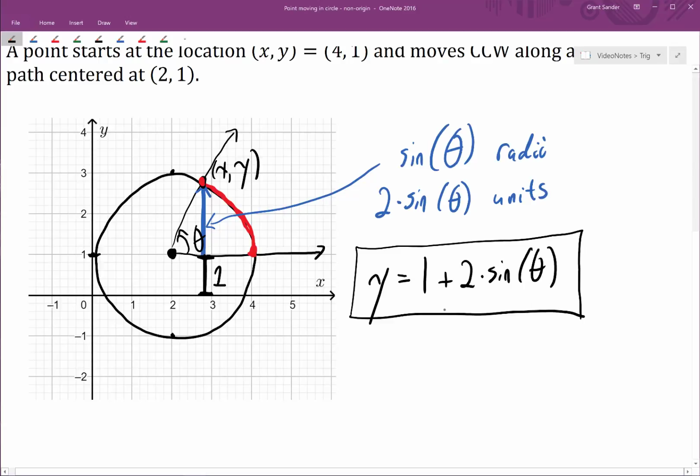We could do something similar for x, but we would need to use the cosine function and a different value here. So we would need to think about this, the center of the circle's horizontal distance to the right of the y-axis.